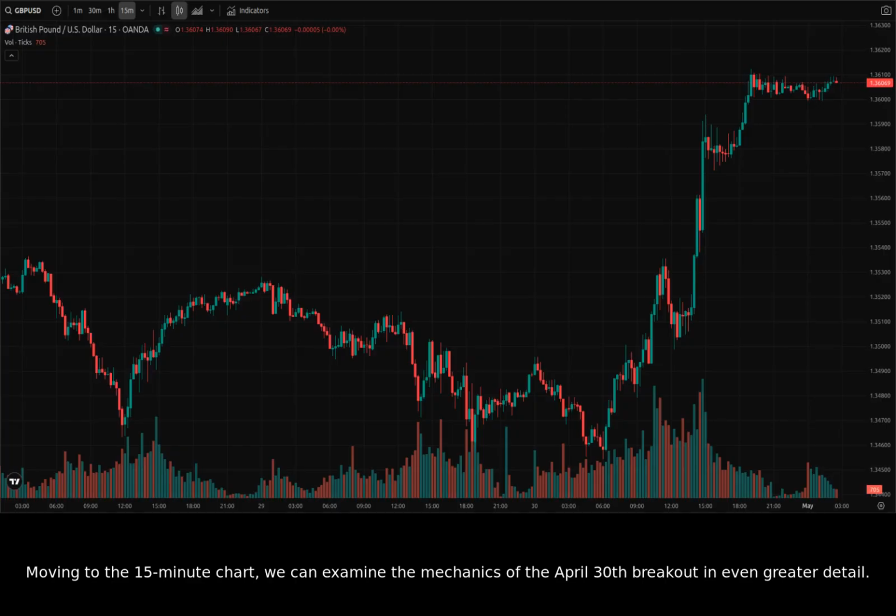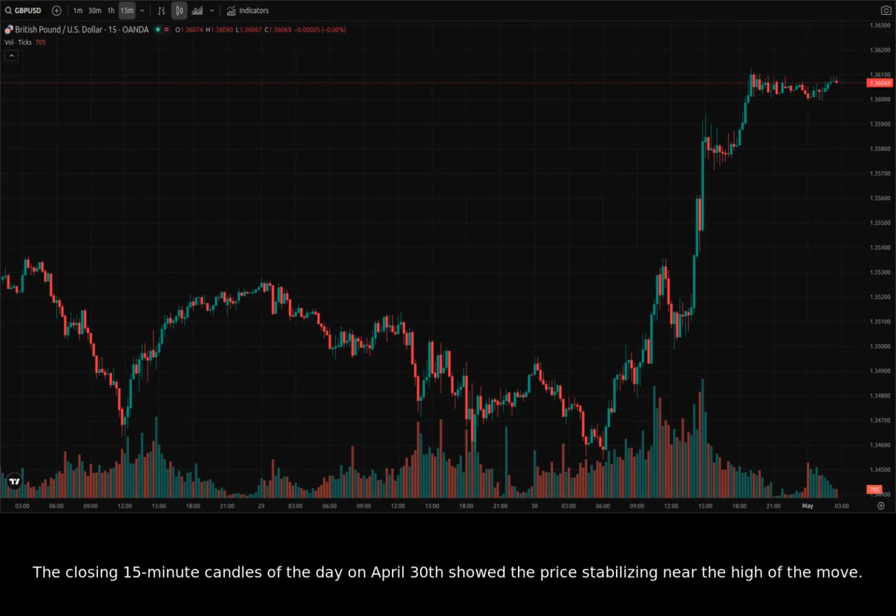Moving to the 15-minute chart, we can examine the mechanics of the April 30th breakout in even greater detail. The market showed very low volatility during the early Asian session on the 29th and 30th. However, as we hit the 1400 hours Universal Time Coordinated mark on April 30th, the volume surged and the price began to escalate rapidly. In just a few hours, the pair moved from 1.352 to 1.360, clearing multiple smaller resistance levels.